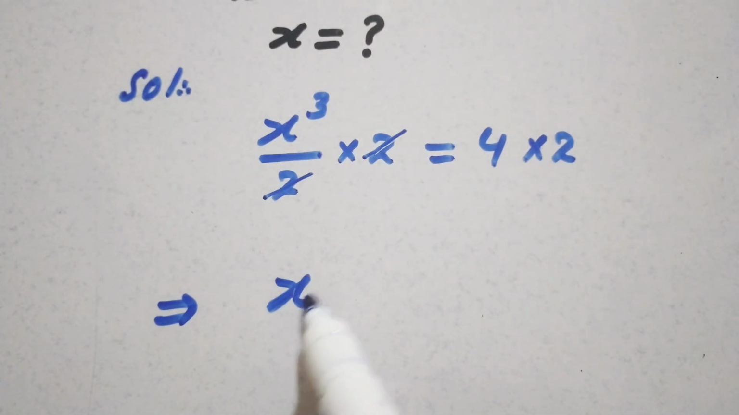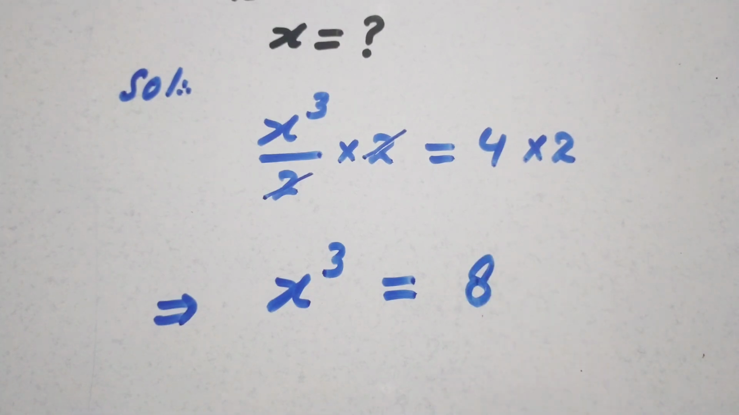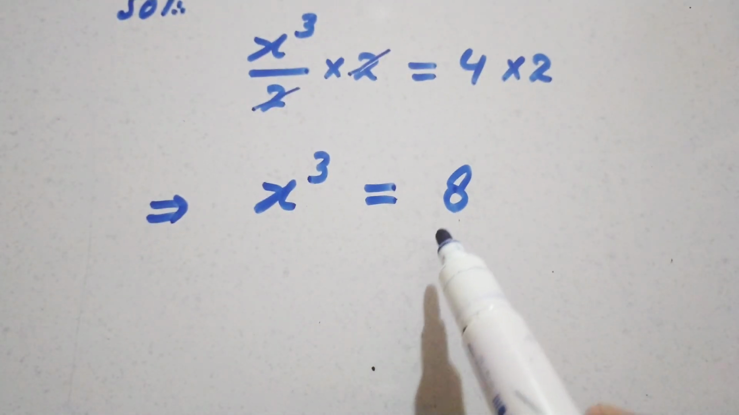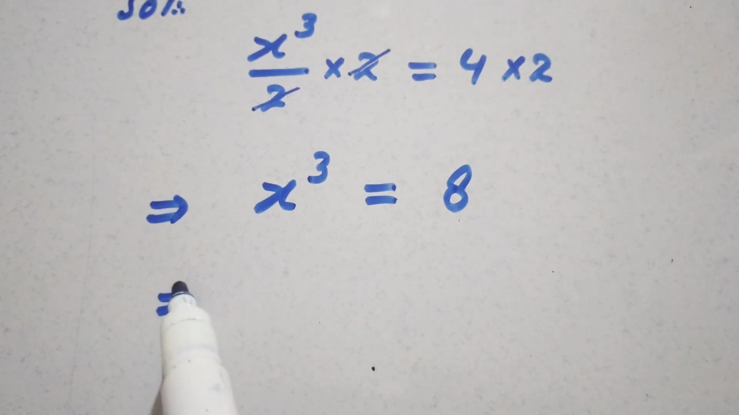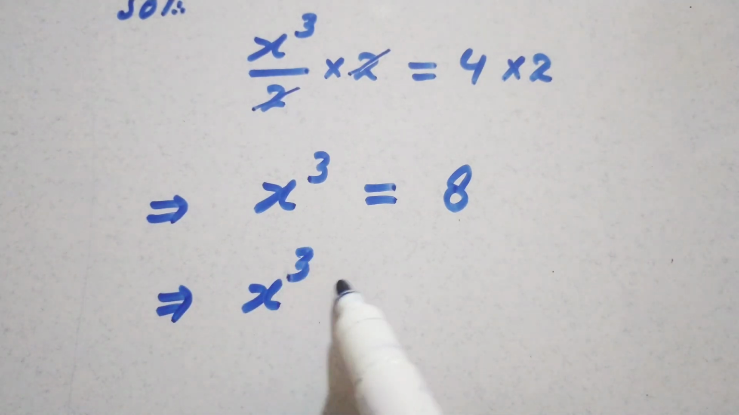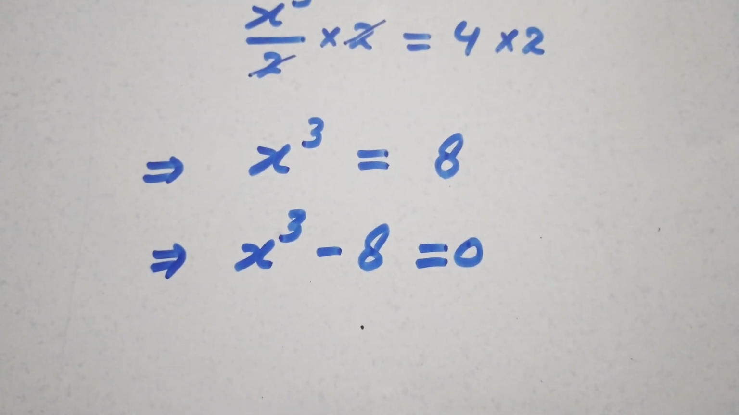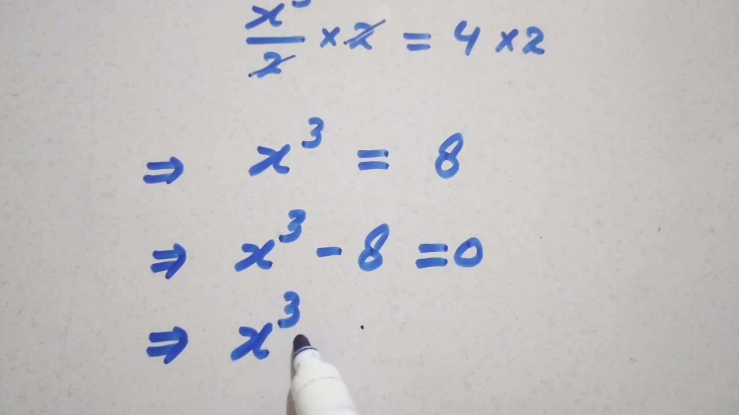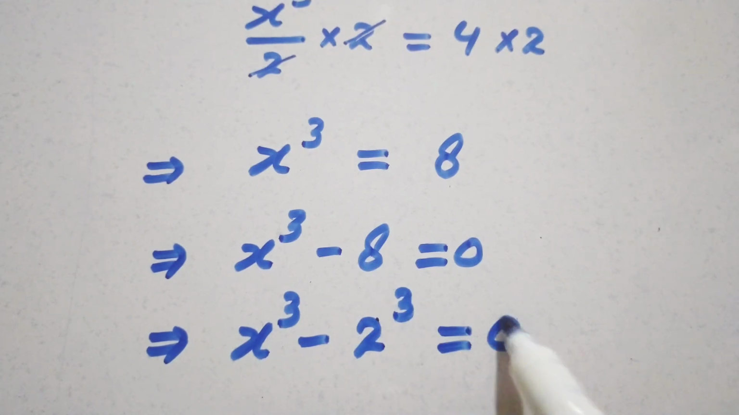Here x cube is equal to 4 multiplied by 2, which is 8. Now by moving 8 from the right hand side to the left hand side, this will become x cube minus 8 is equal to 0. This implies x cube minus 8. 8 we can write as 2 cube, when we multiply 2 three times, we get 8, is equal to 0.